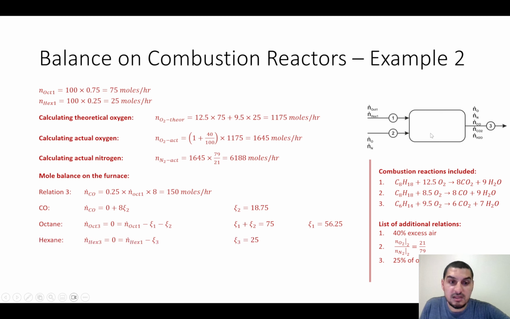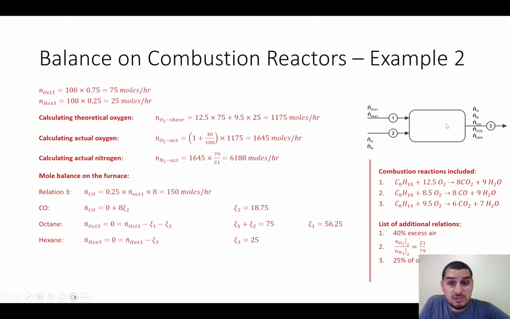So for hexane, the product is 0 and the feed is 25, and the hexane is only consumed in reaction number 3, and the coefficient is -1, so it's the number of hexane minus Xy3. So this is 25. We can now calculate Xy3, and this is very, very good news. Once we know the 3 extents of reactions, we can calculate everything else.